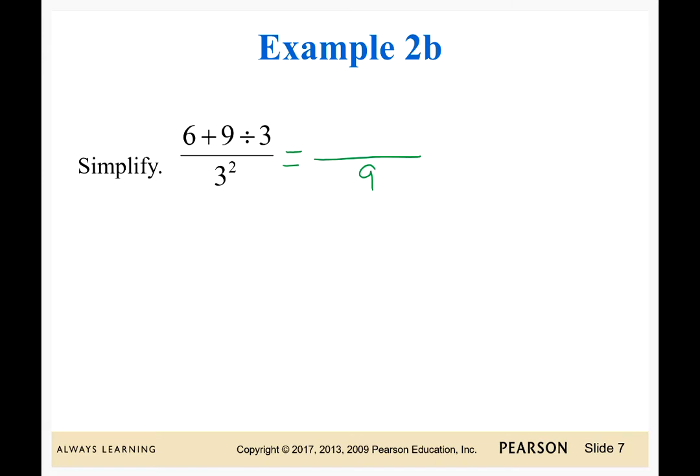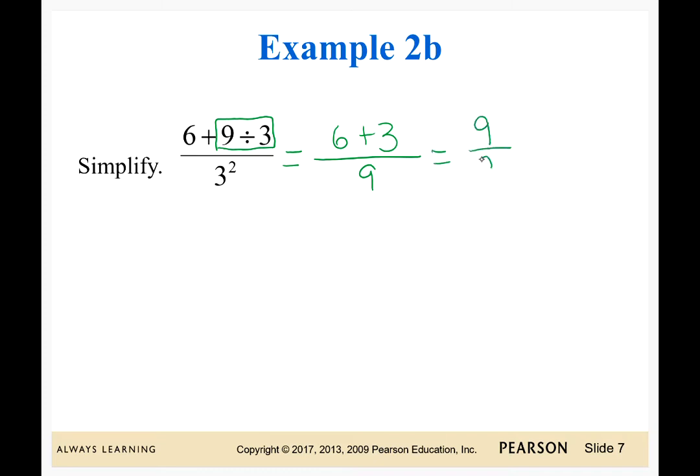So I'm going to do multiplication or division from left to right. And the first division or multiplication I see is this right here, 9 divided by 3. Okay, 9 divided by 3 is 3. So I'm going to rewrite that problem. That is now 6 plus 3. And 6 plus 3 we know is 9.